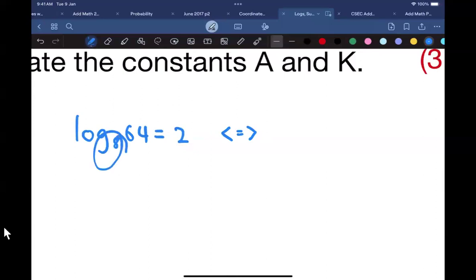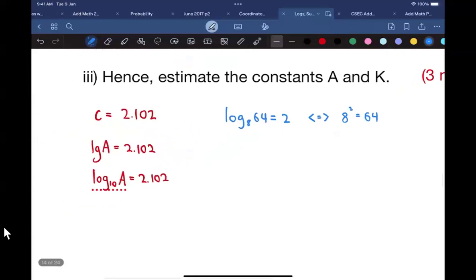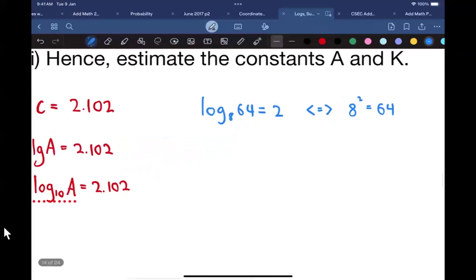8 to the power 2 is 64. But if I ask my question, she won't follow along. So Aliyah, how would I write this in index form? 64 is equal to 8 squared. Yep, that is correct. So I want you to follow that same logic over here now.